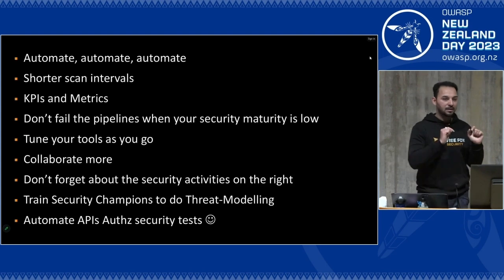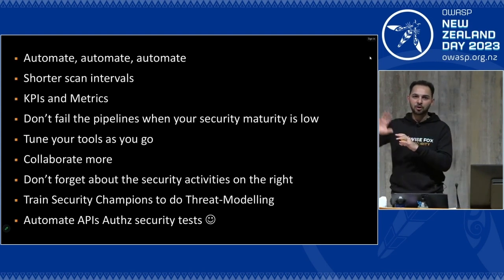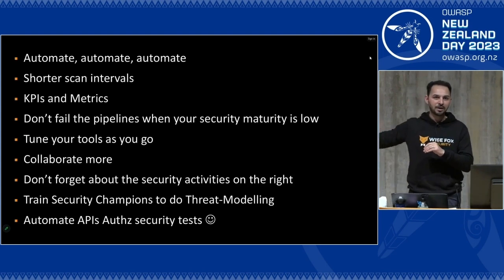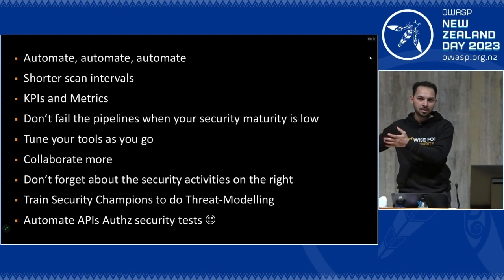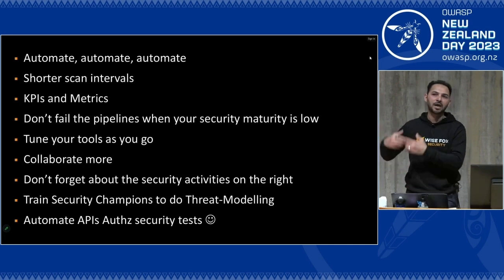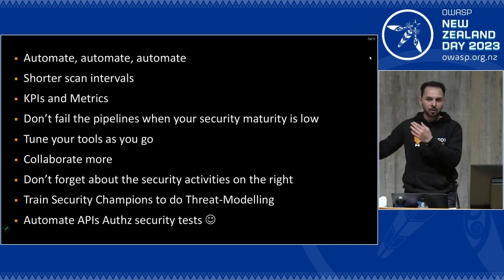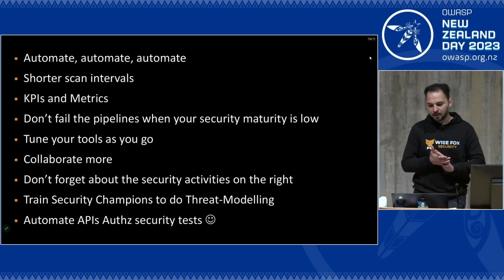Last, another thing, don't forget the activities that you have to do in the far right. That being, once your artifact or application is deployed in production, you still have to worry about it. You still have to do the continuous vulnerability scanning, monitoring, pen testing, and all of that stuff. So don't forget about that.